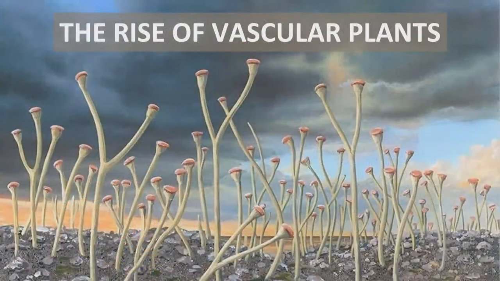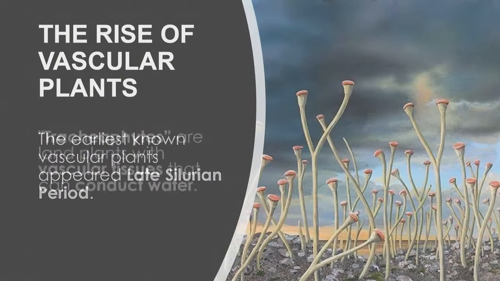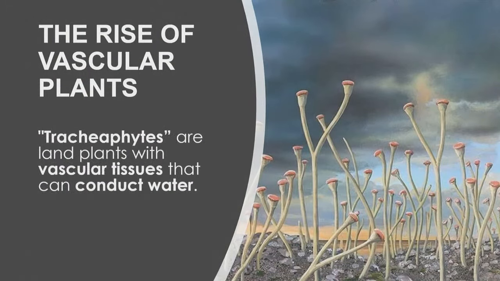So this is when we start to see the rise of vascular plants. Remember, vascular tissues are those water-conducting tissues that plants use to take water and nutrients from the soil and their roots and transport them to other parts of the plant. The earliest known vascular plants appeared in the late Silurian period. These are known as tracheophytes. Think about your trachea, right? It's able to transport things from one part of an organism to another.